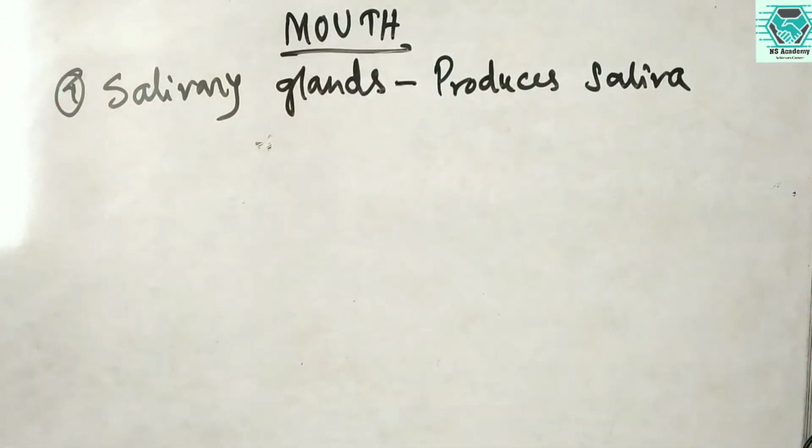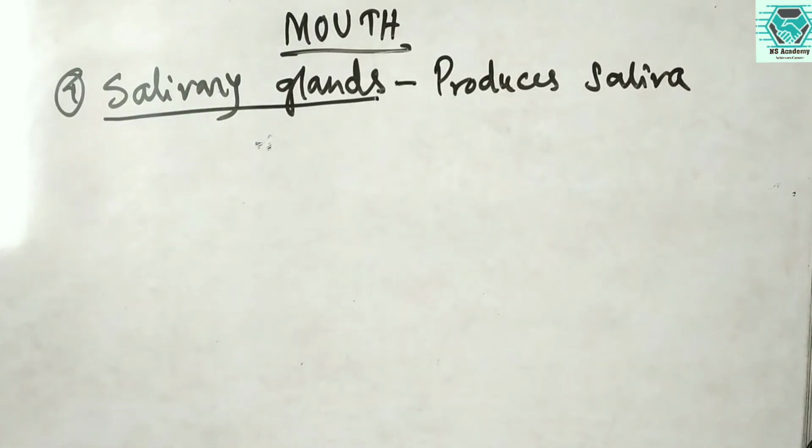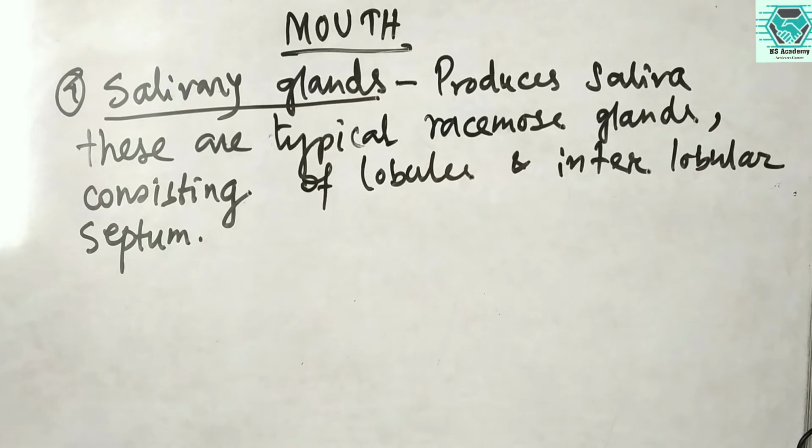The next structure of the mouth are the salivary glands, which produce saliva. The salivary glands are typical racemose glands which consist of lobules and interlobular structures. Three pairs of salivary glands are generally found.